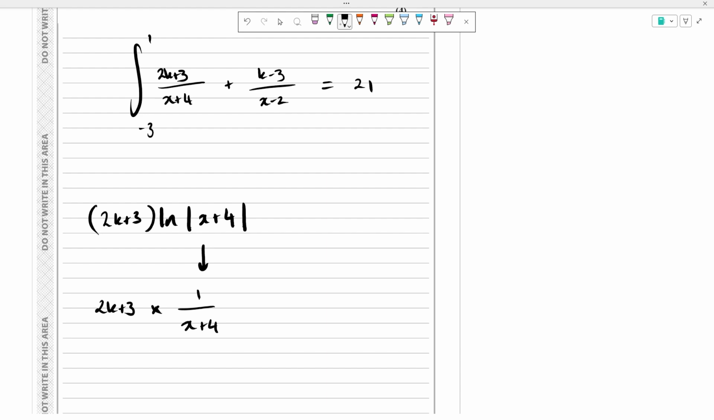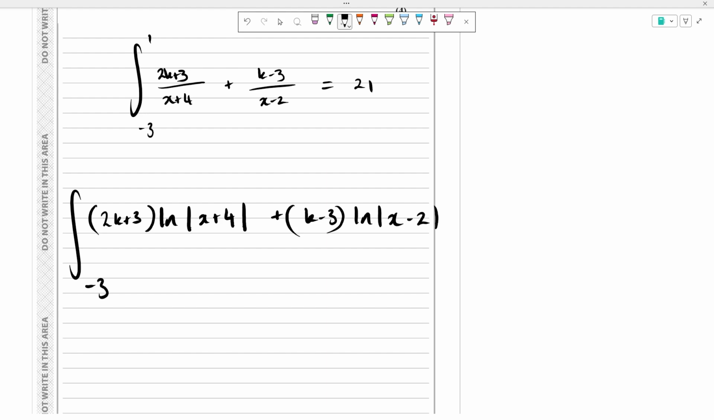We can just multiply. Okay, and we can do the exact same thing for our next bit here. So this will be plus k minus 3 ln of x minus 2. Oh, sorry, this will be the limits actually. So this will be the limits between minus 3 and 1, and this equals 21. So I'm going to start to substitute everything in.